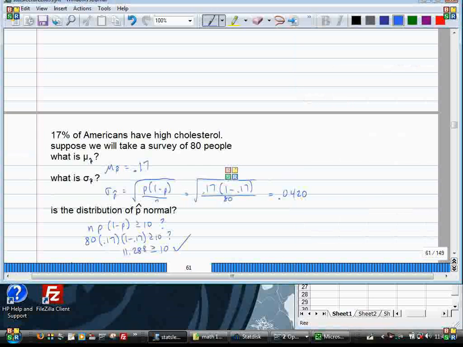So how would you get it to be less than 10? If it's less than 10, we're going to say that the distribution is not normal. And at this point, we wouldn't know what to do.